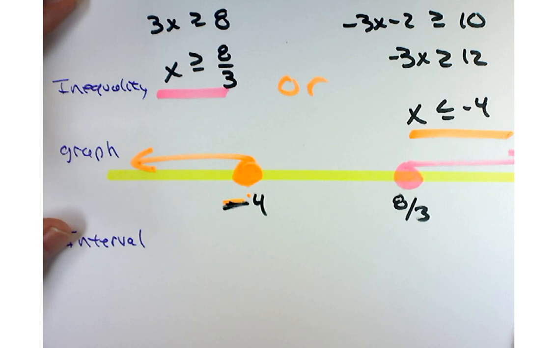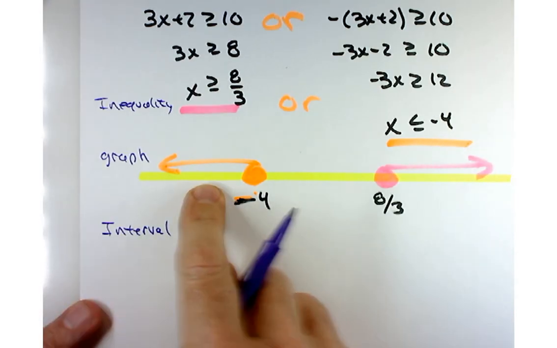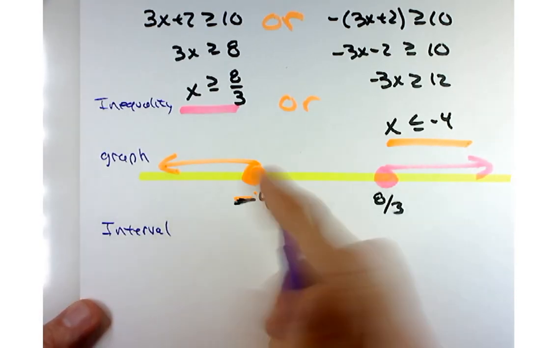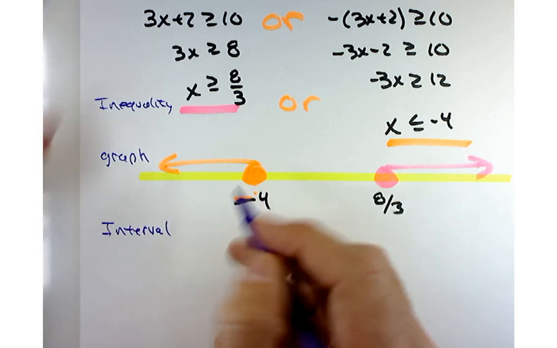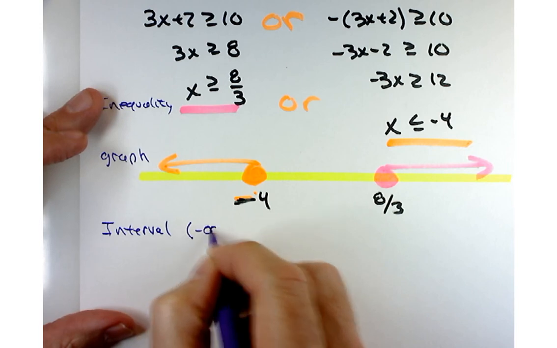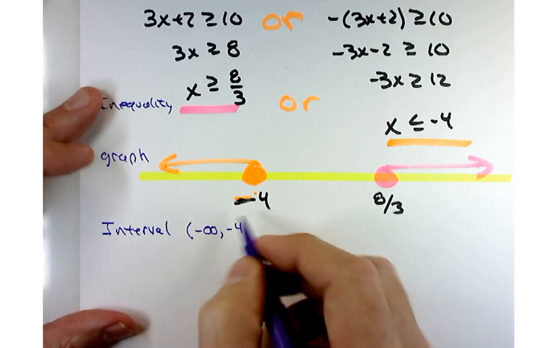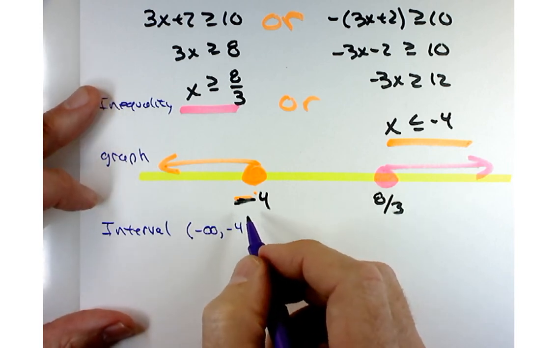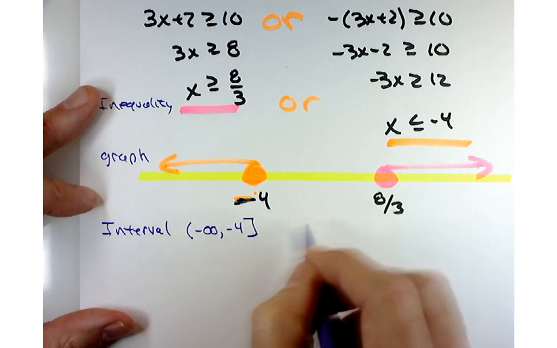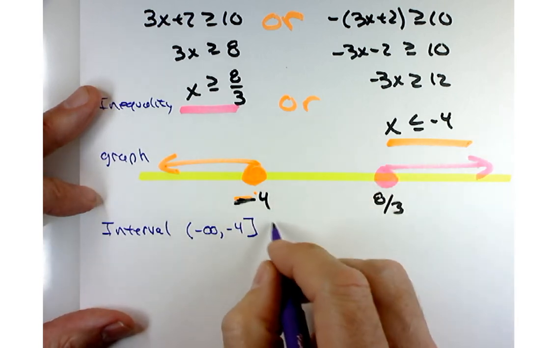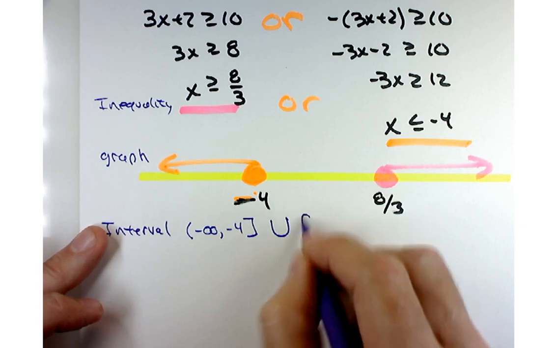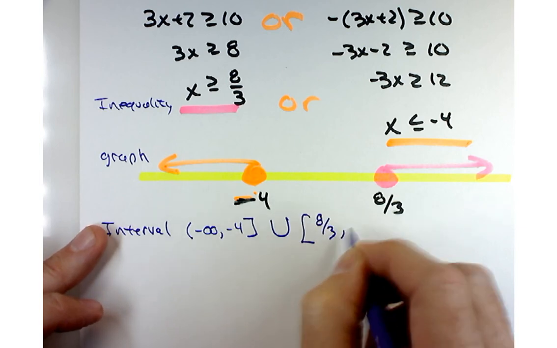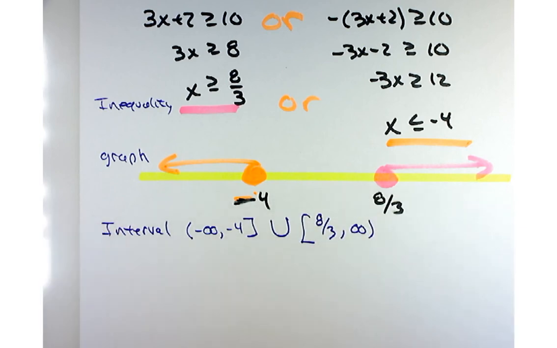And for the interval notation, I've got to describe each of these intervals. So everything to the left of negative 4, including negative 4, that would be negative infinity to negative 4. Bracket or parenthesis? Bracket. Now the or part here, we're going to signify with a union. If, on a test, you just wrote or, that's fine. And then 8/3 to infinity.